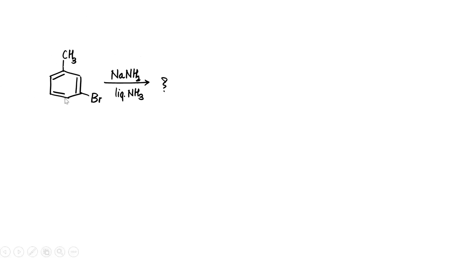Firstly, simply we have NaNH2 and liquid NH3. So this Na plus and NH2 minus. So the first condition is that we have to see any alpha hydrogen is present or not. So we have two alpha hydrogens, this one and this one, right? The carbon adjacent to this bromine carbon at which halogen is present is the alpha carbon, and the hydrogen present on this carbon is alpha hydrogen. So in this structure we again have two alpha hydrogens.